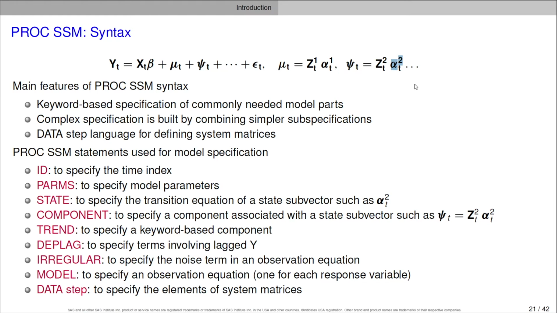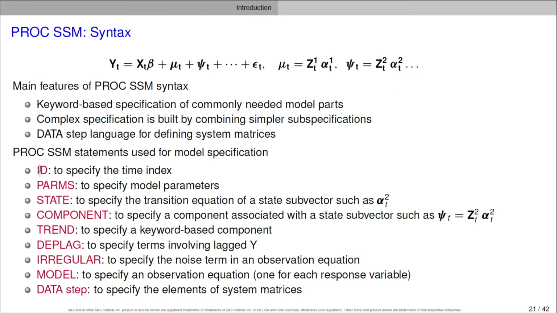Also, simpler subspecifications can be combined to form more complex subspecifications. And most importantly, you can use data step language for defining system matrices, and you can define regressors on the fly using data step. With this feature, you can specify arbitrarily complex SSMs. Now let us look at the individual statements.